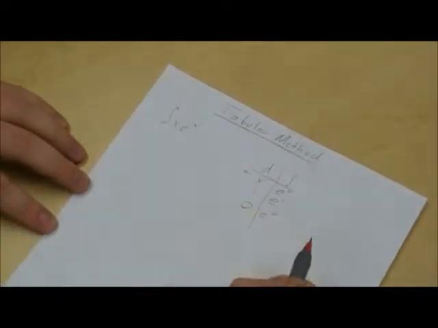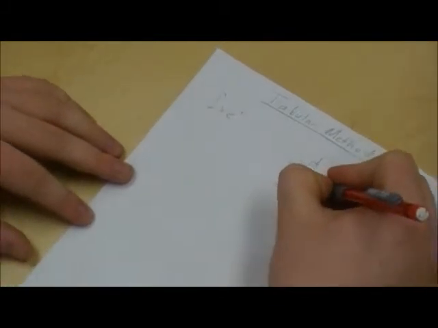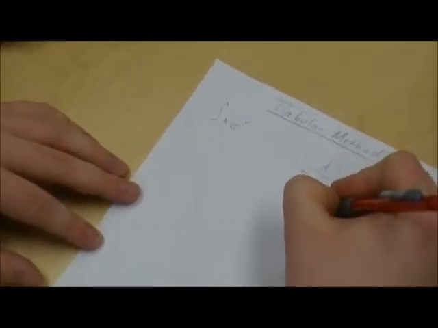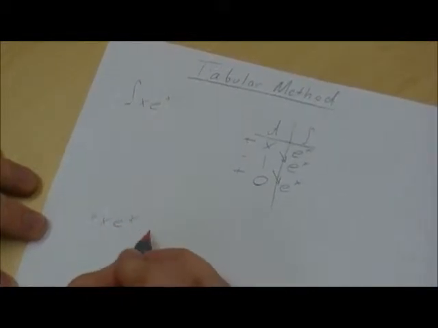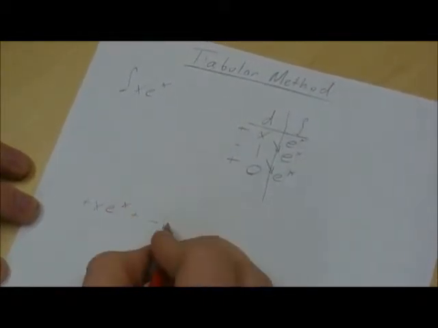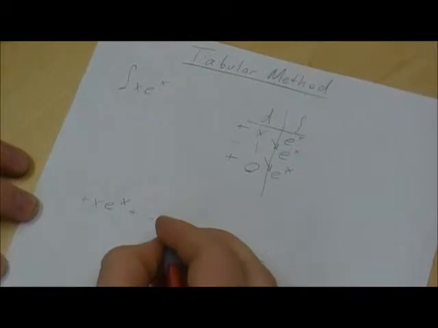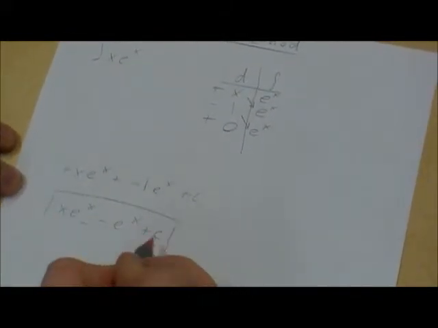And then a part of the tabular method is you start positive, and then you alternate between signs. Negative, positive. So then to get the answer, you draw an arrow like this, diagonal down, and then you just multiply them together. So the answer would be positive x e to the x, and then negative 1 e to the x plus c, which simplifies to x e to the x minus e to the x plus c. And we're done. And there's the answer.